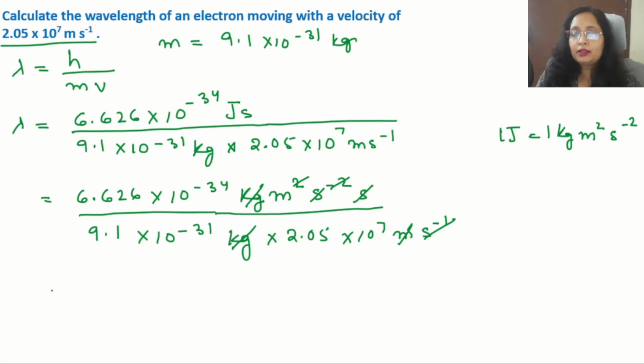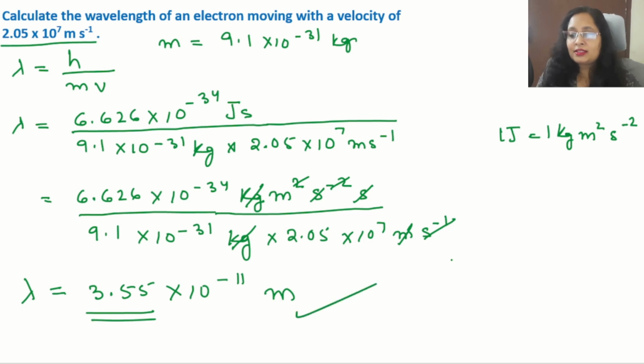So calculating the values, we will get 3.55 into 10 to the power minus 11 meter, because meter is left over. So this is the final answer. This answer is needed. So lambda value is 3.55 into 10 to the power minus 11 meter.